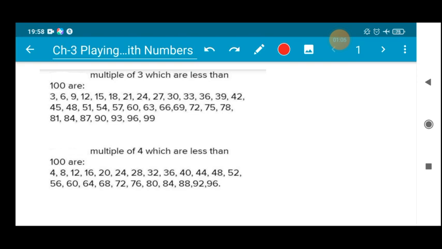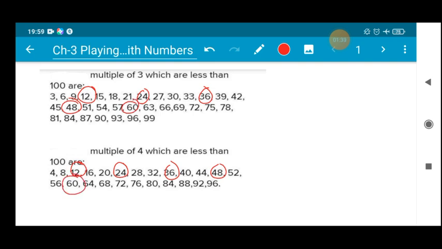Starting from 12, so 12 is the common one, so let us circle it. Next we have 24, yes, it is present in both the cases. Next 32, 36 is there, yes, 36 is there. Next, 40, 44, 48, yes, 48 is common in both the cases. Now 52, 56, 60, yes, 60 is there in both the cases, 3 and 4.